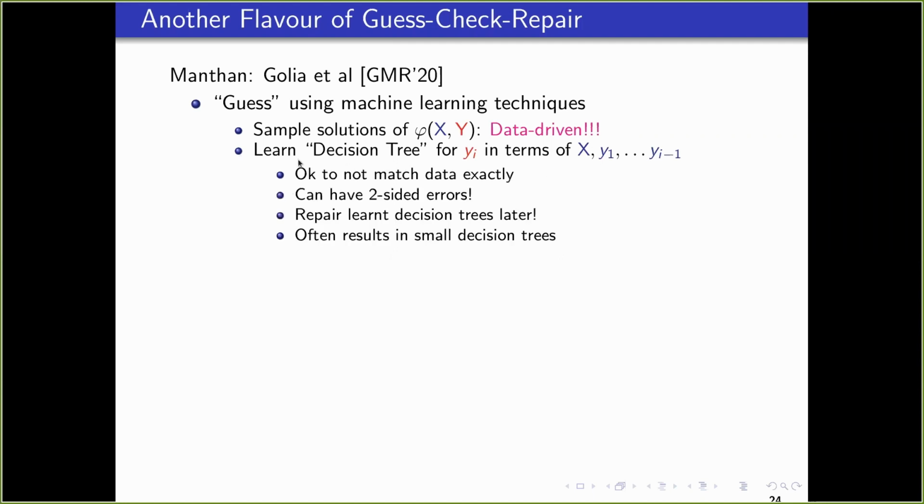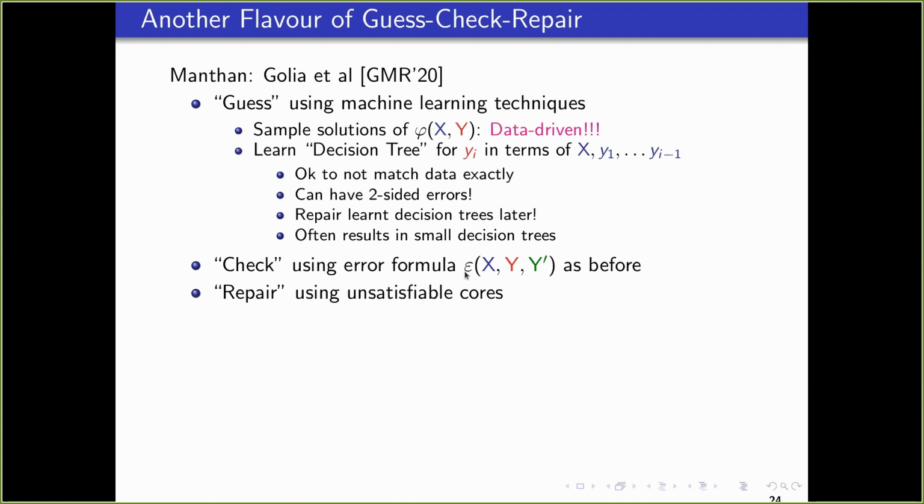And the nice part about this is that it's okay not to match this data exactly in your decision tree. It can have two-sided errors, because in any case, these are going to be repaired later on. And it often results in small decision trees. Their experiments show that this works very nicely. The check uses the same error formula that I showed earlier.